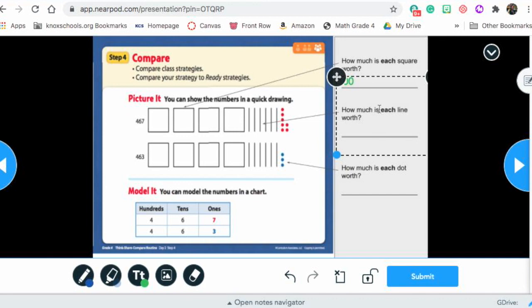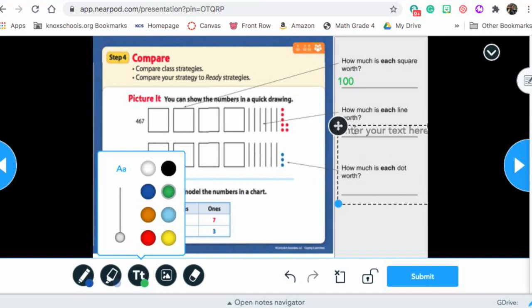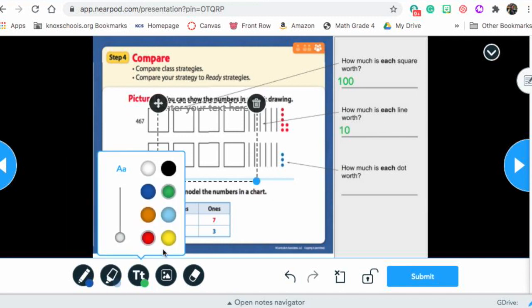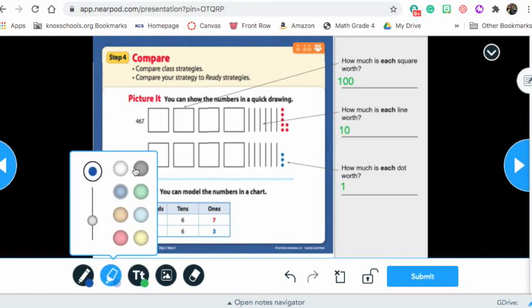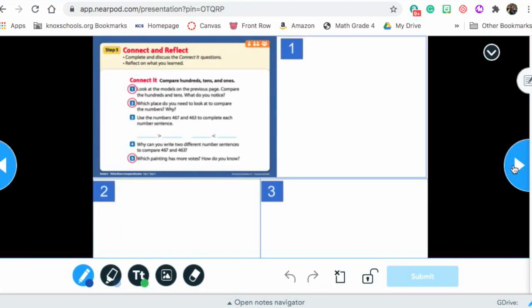This one says, how much is each line worth, right? Line or rod. So we're going to make another text box, move it over to where it needs to go, and we know that each one of those rods is worth 10. Okay, and now the last one says, how much is each dot worth? Well, we know that those dots are like those little cubes when we are using base 10 blocks, and we know that each one of those little cubes is worth 1. All right, so now I have answered all of these questions, right? So I click submit. Don't click the over arrow until you click submit, and then it takes us on to the next one.